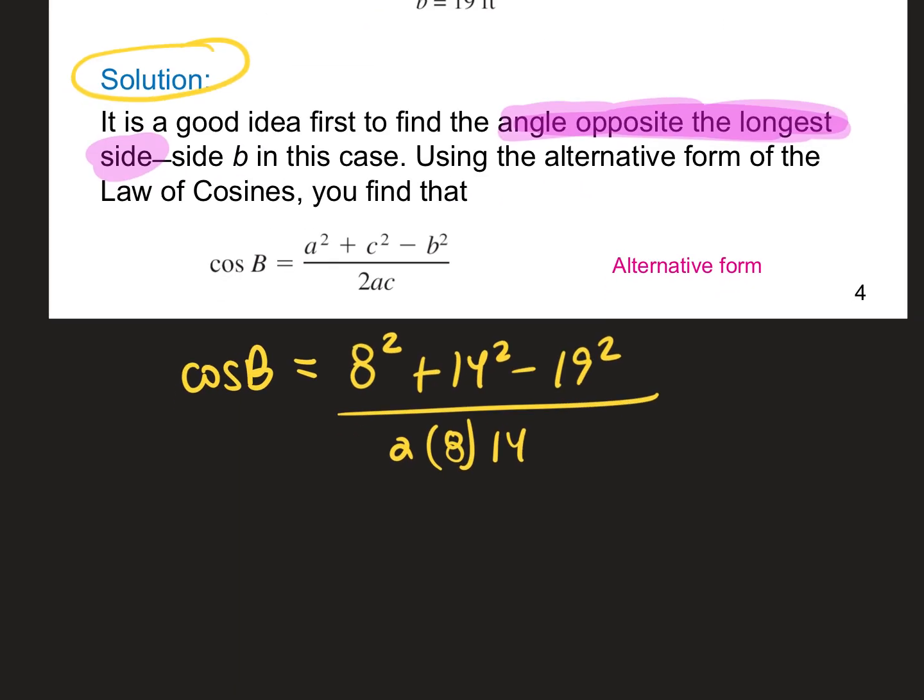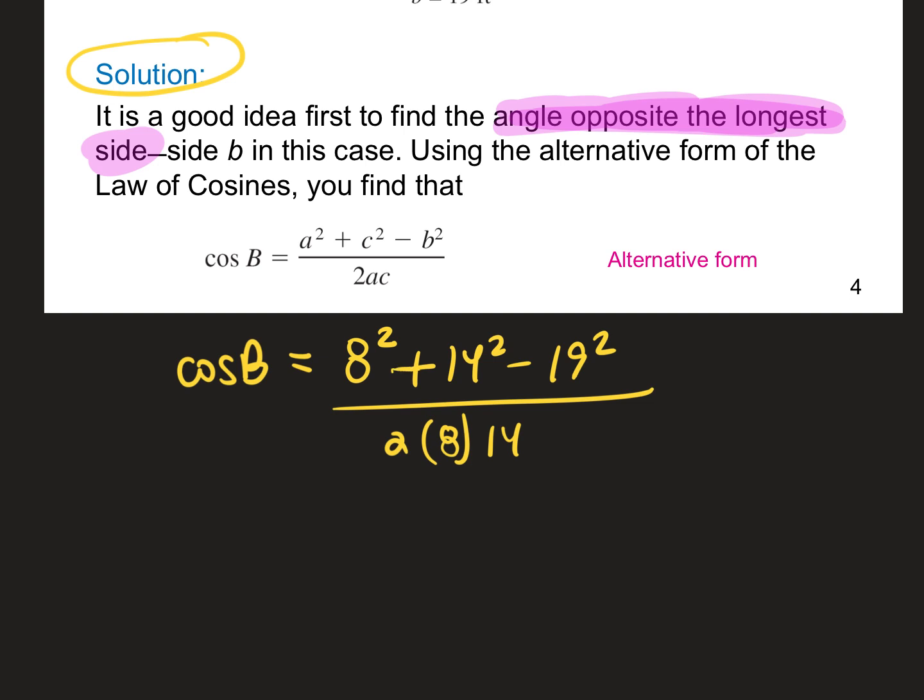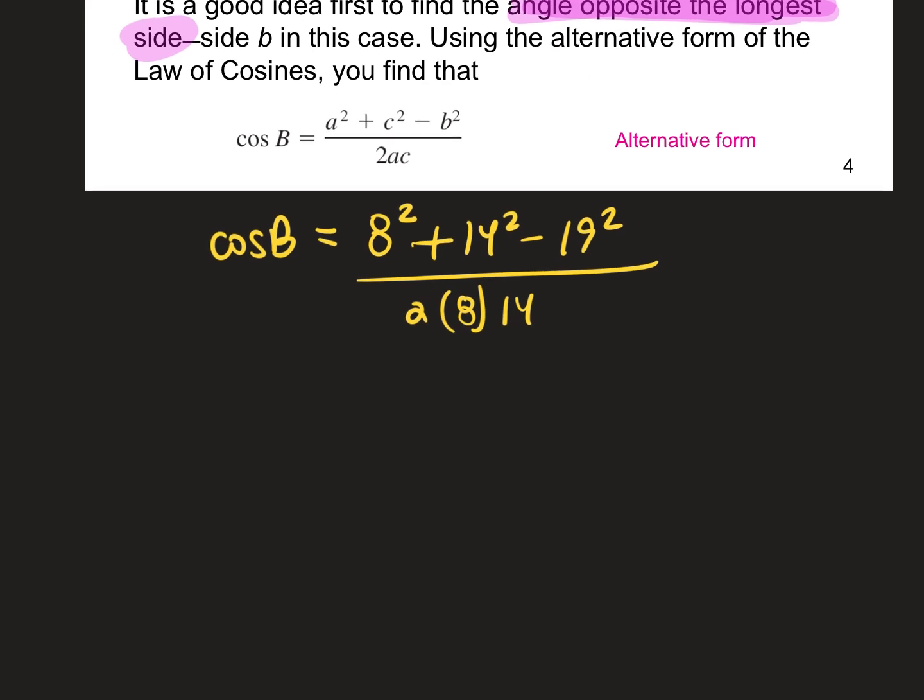Entering this into your calculator, you guys might have some issues. So here I'm going to tell you how I think is the easiest way to do it. All right, we have the cosine of B. Simplify the numerator first. Do just the numerator. So 8 squared plus 14 squared minus 19 squared. What does that give you? Negative 101.